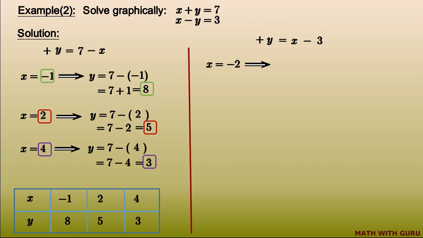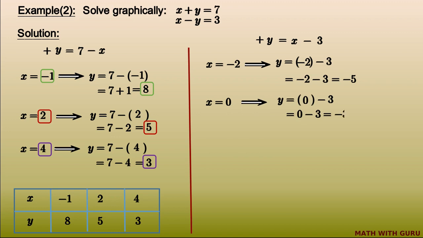If x equals minus 2, substitute the values. y equals x minus 3, x is minus 2. y equals minus 2 minus 3, this is equal to minus 5. x equals 0 implies y equals x minus 3, x is 0. 0 minus 3, which is equal to minus 3. If x equals 3, then y equals 3 minus 3, which is equal to 0.